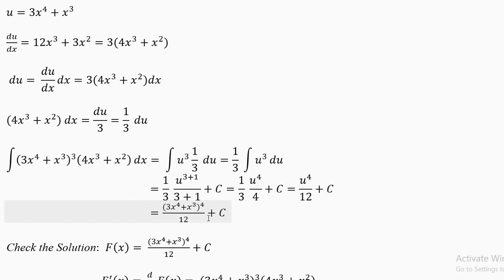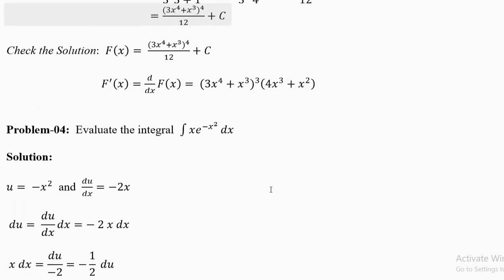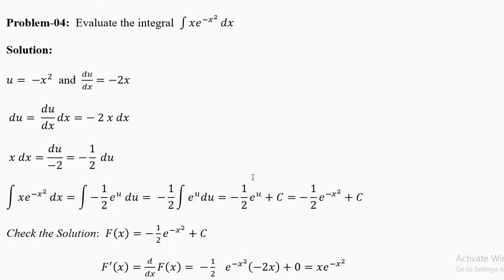Now you have the answer here. Now you have to somehow differentiate it. Now if you differentiate this, you will get back your question. Derivative of c is 0. I am reminding you. Now let's look at problem number 4.